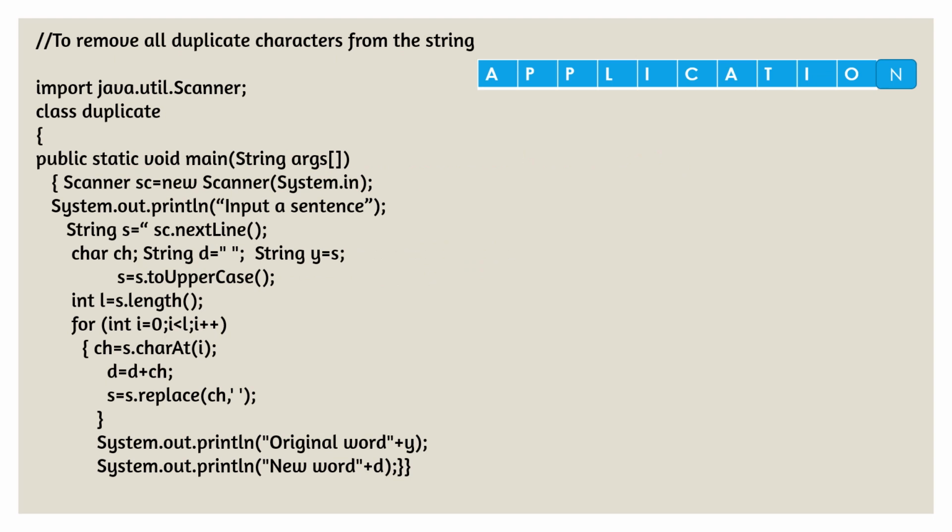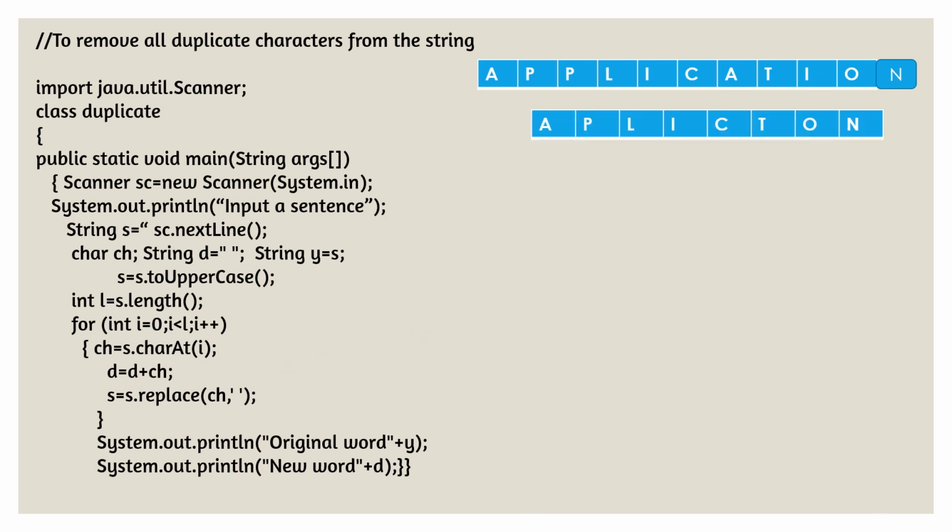Start the program, input the sentence. Here I am inputting the sentence in the variable s, and the variables I have declared are character ch, string d for storing the new word, and string by, the original word, which I have stored in the variable by so that we can print it in the end. Convert the string into uppercase. Find the length of the string, start the loop. int i is equal to 0, i less than l, i plus plus. That means from the beginning till the end, the characters will be extracted one by one. And d is equal to d plus ch. As soon as one character is extracted, that particular character will be stored in the variable d.